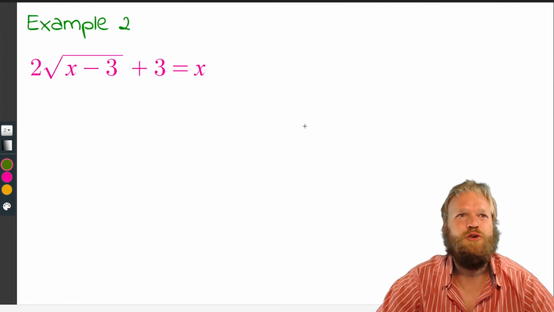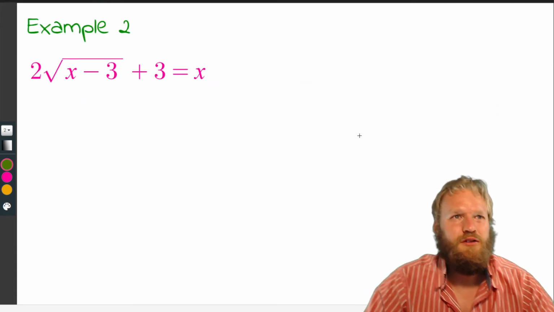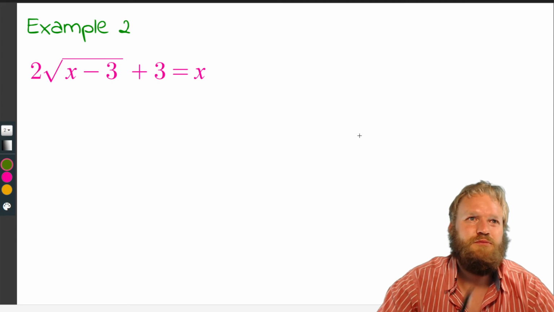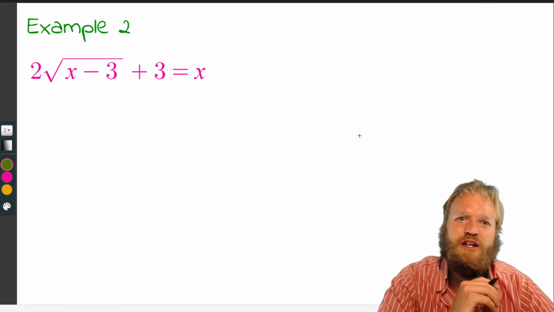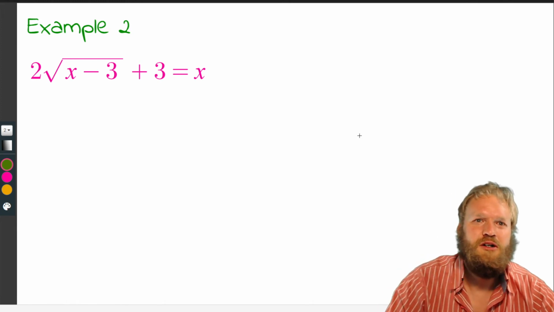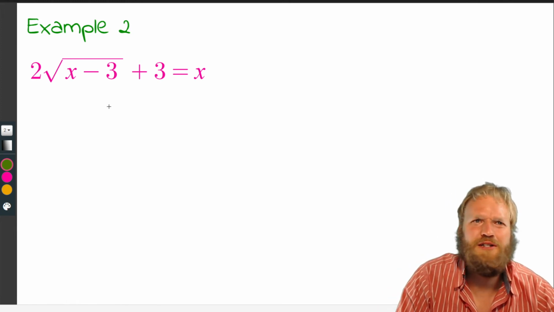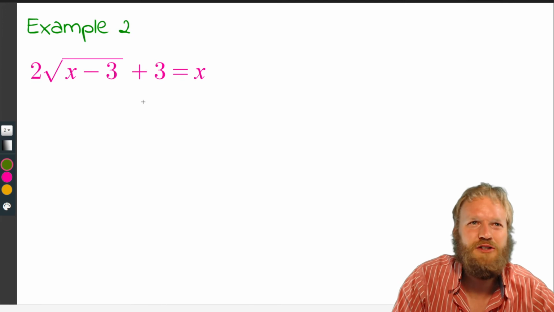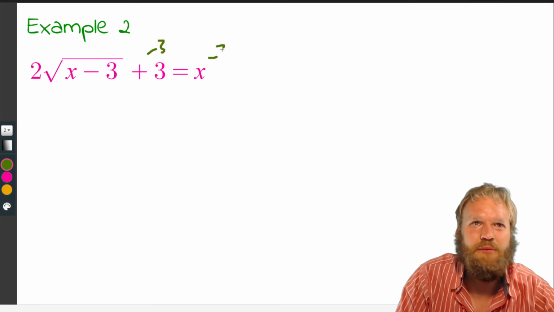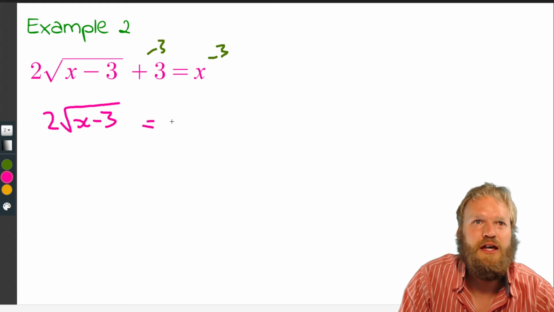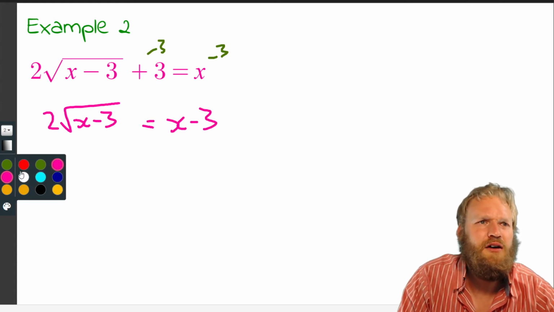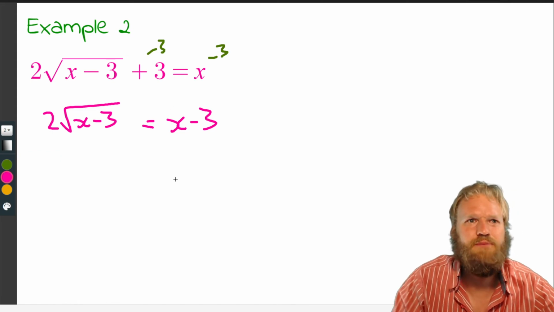Cool, let's run through one more. 2 square root x minus 3 plus 3 equals x. What do you think our starting strategy is going to be? Well, with a bit of luck, you're like, well, let's make it look like some of the previous ones we've done. So minus 3, so we got the square root of x minus 3 times 2 equals x minus 3. Okay, let's go one step further.